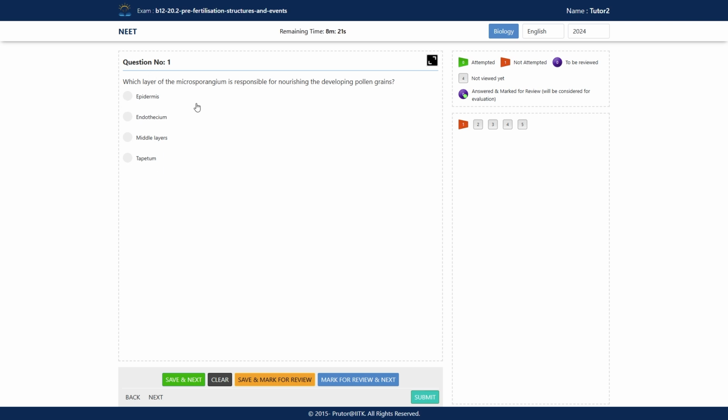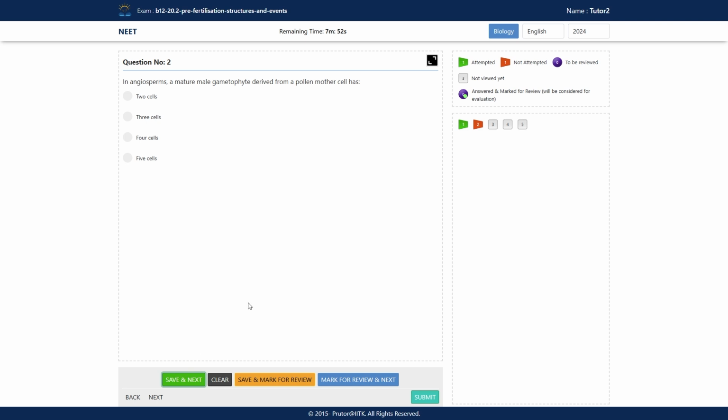So epidermis, endothecium, and middle layer, all these three layers of cells are responsible for the protection of the inner developing pollen grain. They are providing protection, so they could not be responsible for providing nourishment. But the tapetum layer is there for providing the nourishment. So we will opt for this, save, and move to the next question.